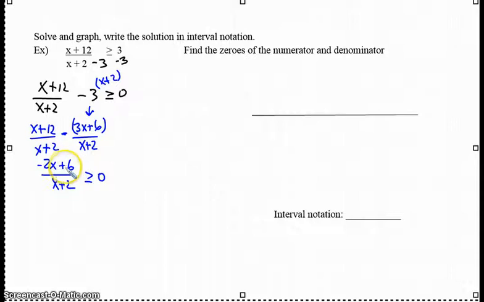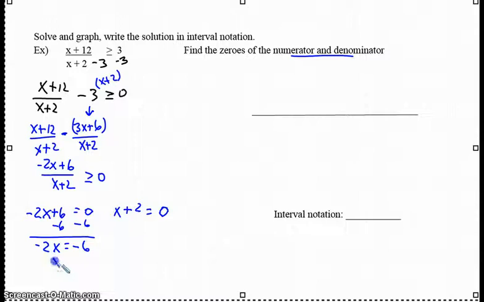Okay, so now that I've got it to be a rational expression that is, in this case, greater than or equal to 0, now I can set both my numerator and my denominator equal to 0 and solve for the critical values. So here I'm going to get, if I subtract 6 and divide by negative 2, I get 3. And here I get negative 2.